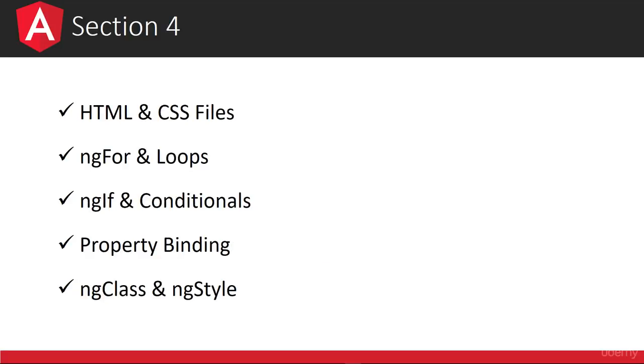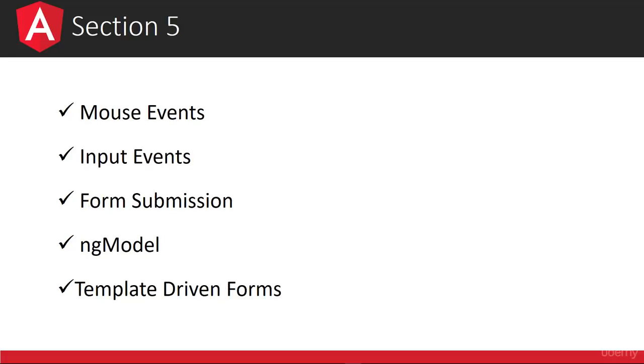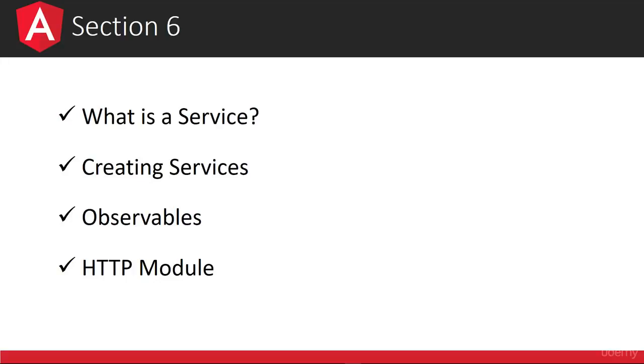So section 4 was on template syntax. We looked at ng-for for looping, conditionals with ng-if and ng-switch, property binding to attributes, as well as the ng-class and ng-style directives for dynamic UI elements. Section 5 was all about events and forms. We looked at the different mouse and input events, form submission, and manipulating properties, ng model using two-way data binding, and template-driven forms.